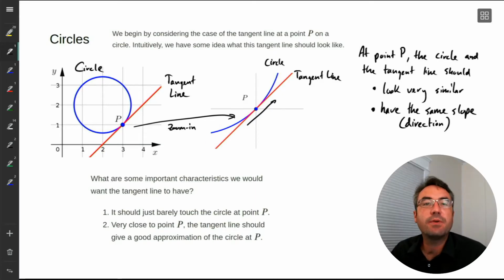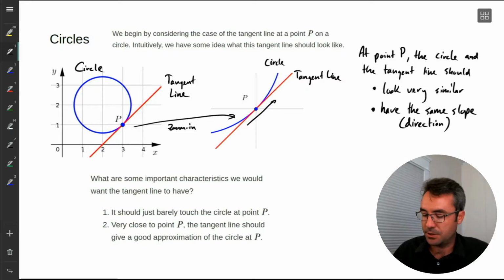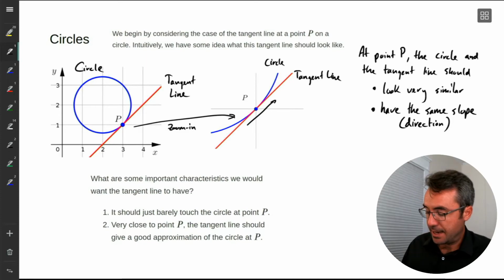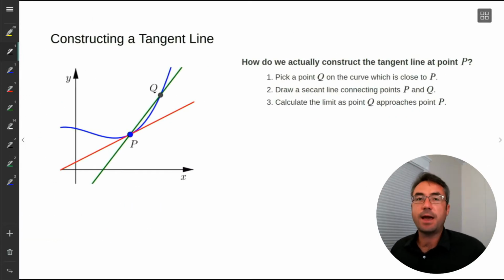So we have this intuitive idea for what a tangent line should be doing when we talk about circles. It should just barely touch the point of tangency. We don't want it to intersect more than once. And it should give us a good approximation of what the circle is doing at that point. And the slope should be the same right at that point. The slope of our tangent line and the slope of our circle should be the same right at that point. And so the question becomes then, how do we actually construct that tangent line?